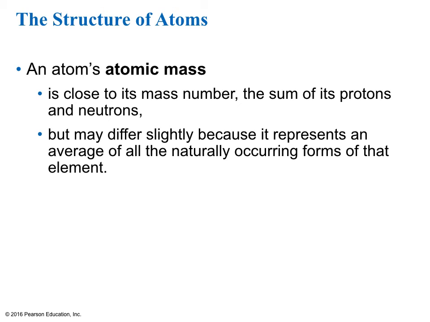So an atom's atomic mass is the sum of its protons and its neutrons, which can change slightly based on the number of neutrons in an element. And we'll talk about that in just a minute.